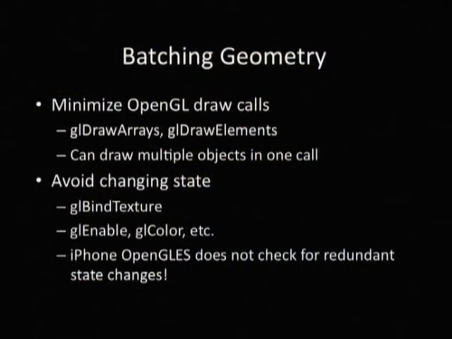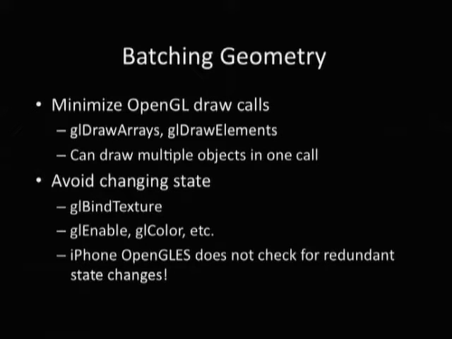Batching geometry. This is by far the biggest optimization. Every single game that I work on or help with, this ends up being the very first thing that I attempt doing. The basic strategy is to minimize your usage of OpenGL. Try to batch up all of your geometry into very large arrays that you draw once. So if you have 100 objects on the screen, instead of drawing each one in turn, put them all into a big array and do it with one draw call.